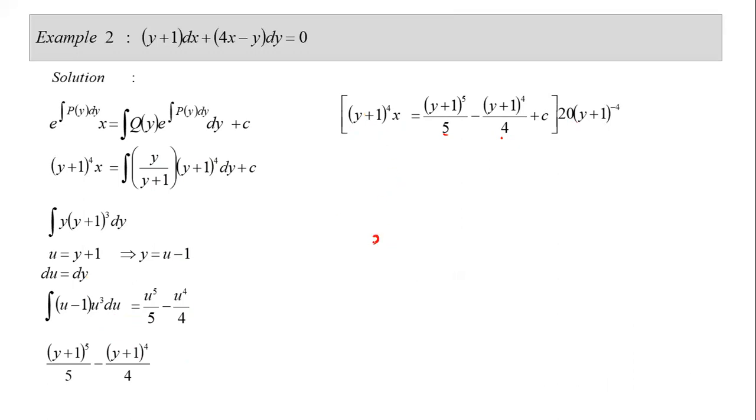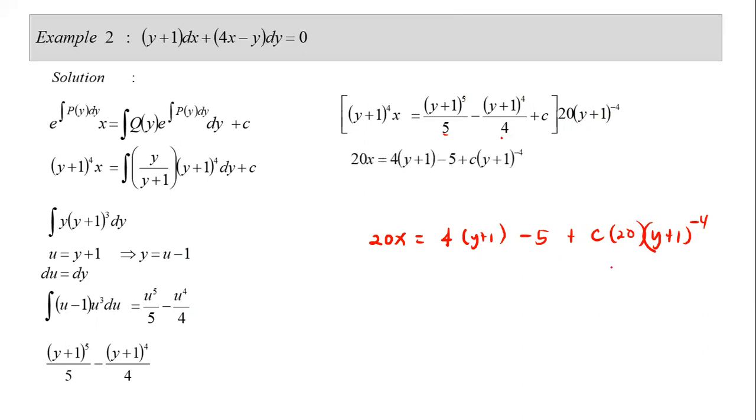And then you shall have 20x on the left side. So that's 20x equals y plus 1 to the fifth power times y plus 1 to the negative 4, which is simply y plus 1, all right? And then 20 divided by 5, that's simply 4, minus, you know that y plus 1 to the fourth power times y plus 1 to the negative 4 is simply equal to 1. Then 20 divided by 4 is simply 5. And then plus c times 20, okay, y plus 1 to the negative 4. All right? And then you shall have this.